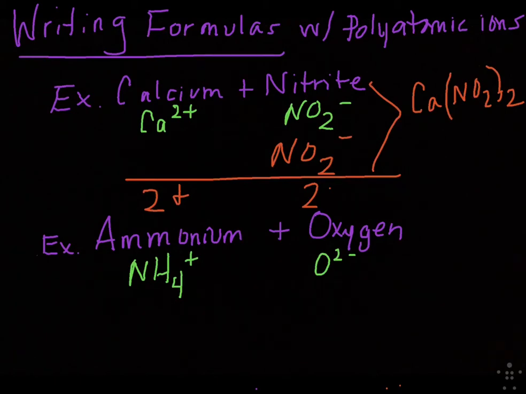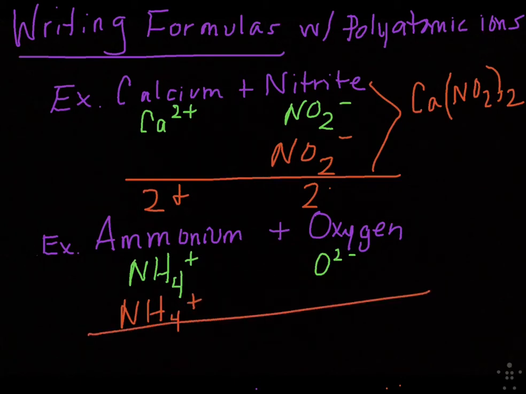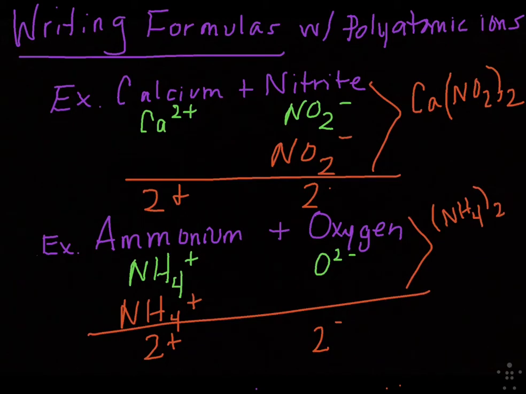I've got 2 negatives but 1 positive, so I need another one of these. Balance it out, and I have 2 pluses here, 2- over here, so now I just put them together. But I need more than 1 ammonium, so I'm going to need those parentheses again, (NH4)2, and then just 1 oxygen. So there's the formula for that one, ammonium oxide.